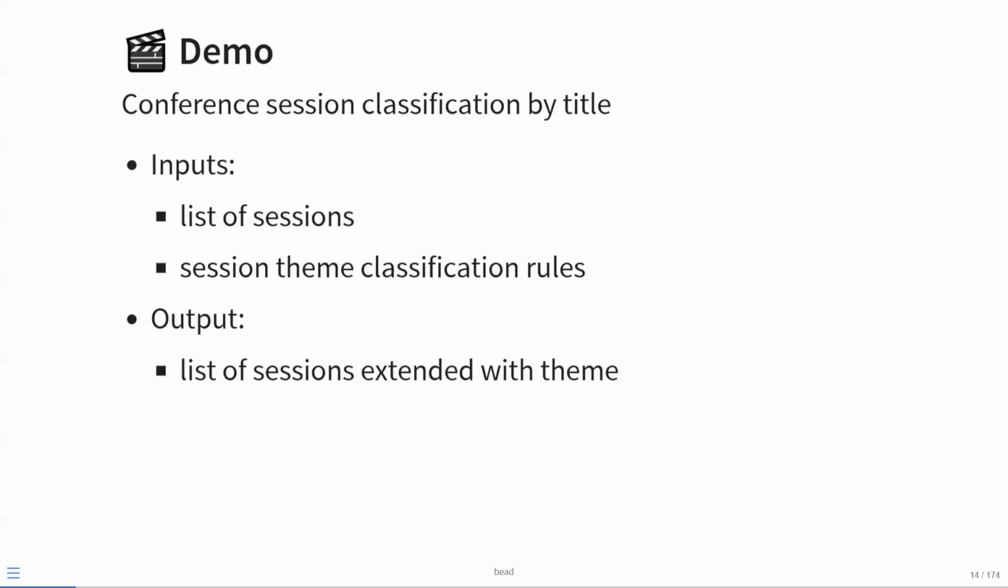There is a conference session list, people talking about certain things, and we are the conference organizers and want to classify the sessions by title into separate tracks. We have a list of sessions with authors and talks. We have some rules to match the session titles. We have an output with potential track ideas.